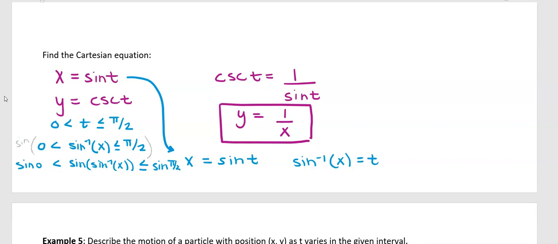So we just need to simplify this. Now the sine of 0 is 0. The sine of the arc sine of x is x. And the sine of pi over 2 is 1. So here's our new interval for this given situation.